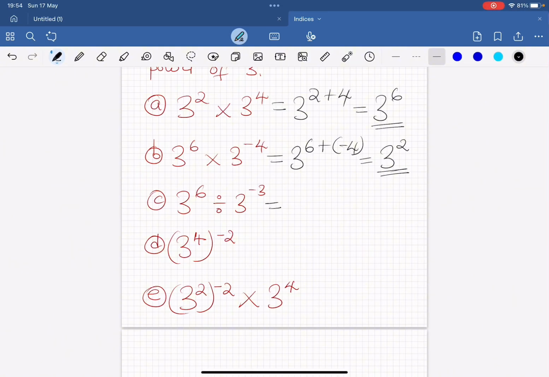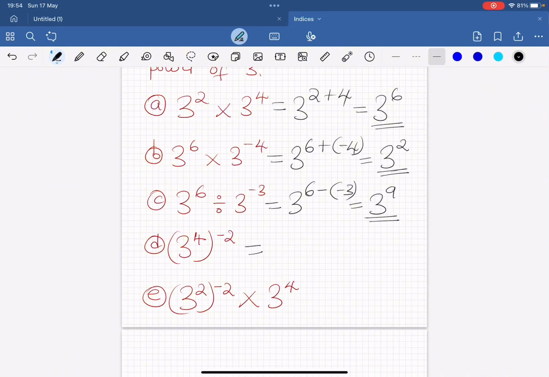Moving along, you are supposed to remember that if the sign in the middle is division and the bases are the same, then it simply means that you are going to subtract. Hence, if you have negative, or rather minus, because here it's a division sign, negative is a plus, so our answer will be 3 to the power 9.